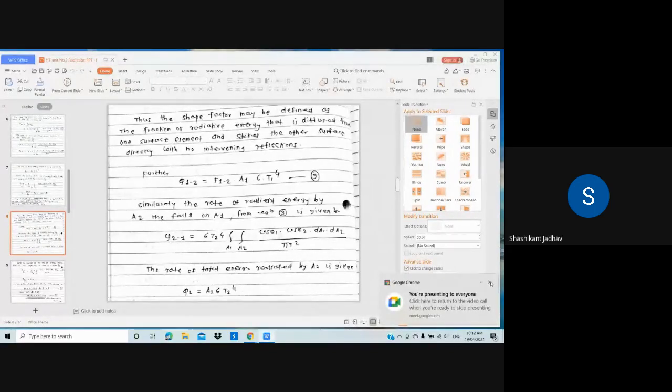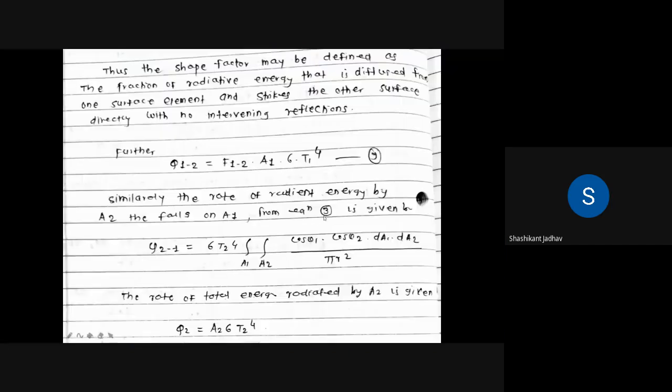Okay, so we get the equation in the form of shape factor. शेप फॅक्टर म्हणजे समजलं बघा, एका एलिमेंटल एरिया मधून जी काही डायरेक्टली एनर्जी दुसऱ्या एलिमेंट वरती ट्रान्सफर होणार आहे, तो जो फ्रॅक्शन असणार आहे, दॅट इज नथिंग बट शेप फॅक्टर. So in the form of shape factor we get the equation as Q1 to 2 is equal to F1 to 2, that is nothing but shape factor, A1 sigma T1 raised to 4, and that is equation number 9.